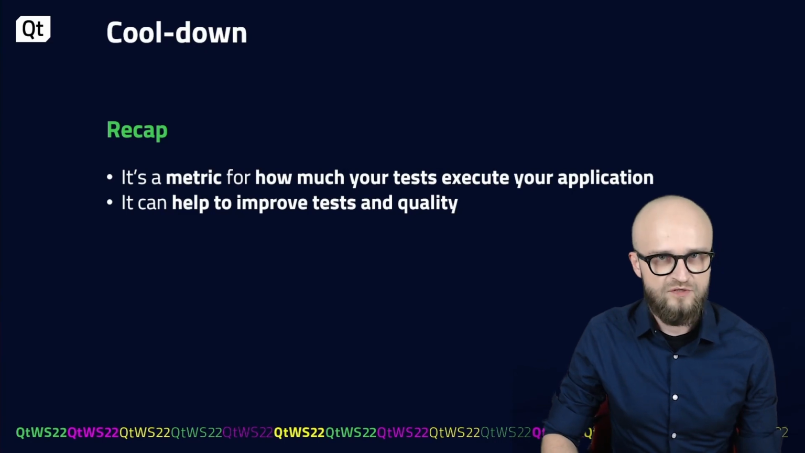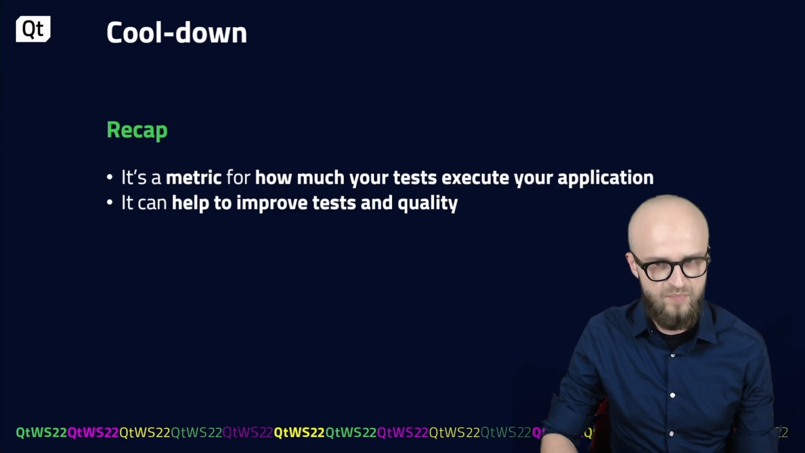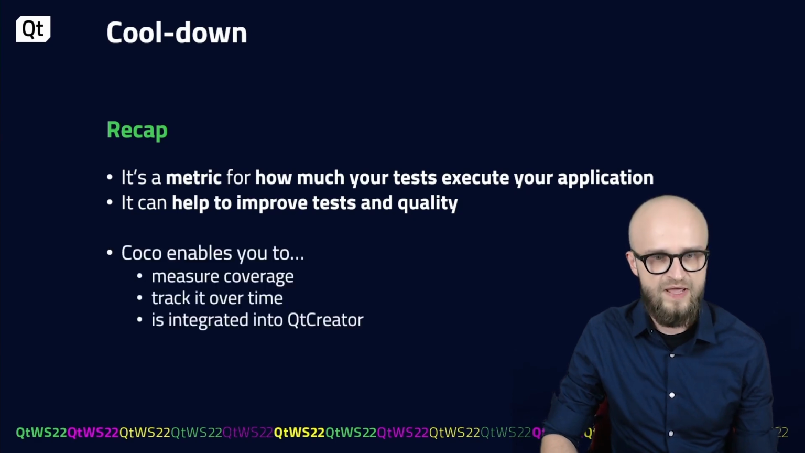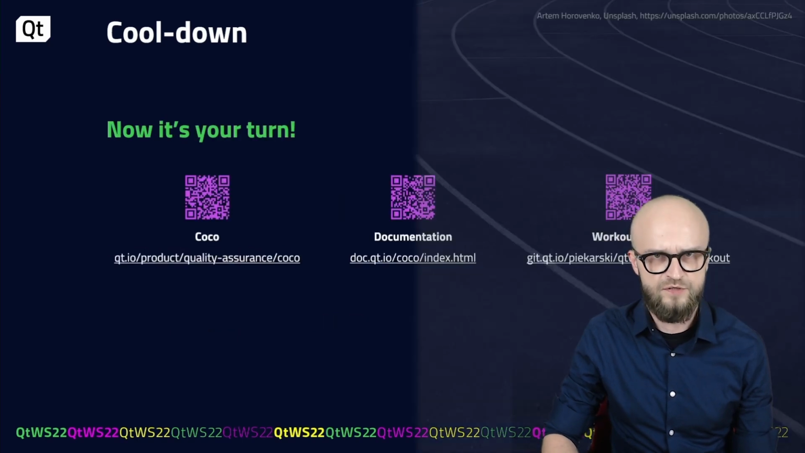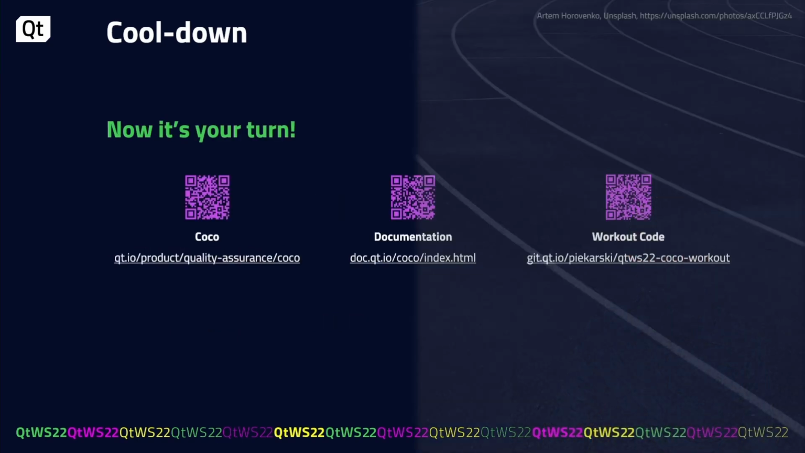This was the workout, and now let's turn to the cooldown, where I want to briefly recap. Code coverage is a metric for how much your tests execute your application. It can help to improve tests and quality. Furthermore, Coco enables you to measure coverage, track it over time, and is integrated into Qt Creator. Now it's your turn. First, check out the Coco website. Second, take a look at our documentation. And third, just run the workout code.